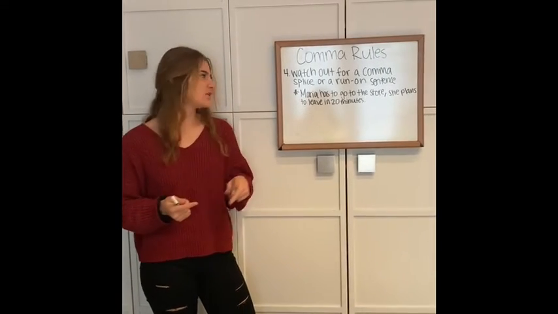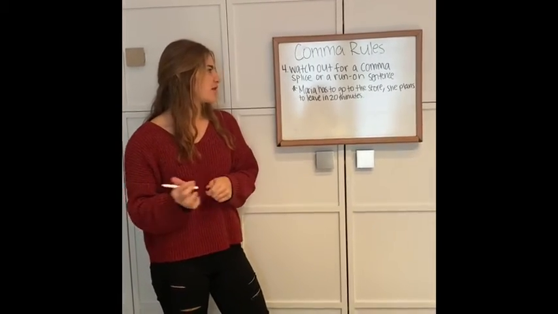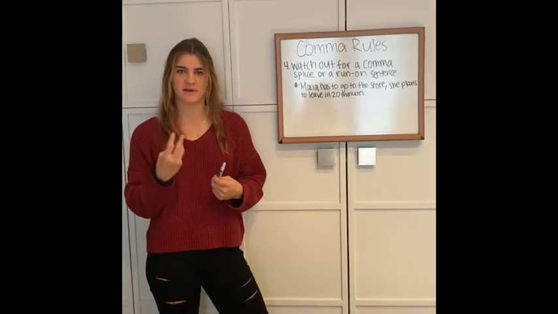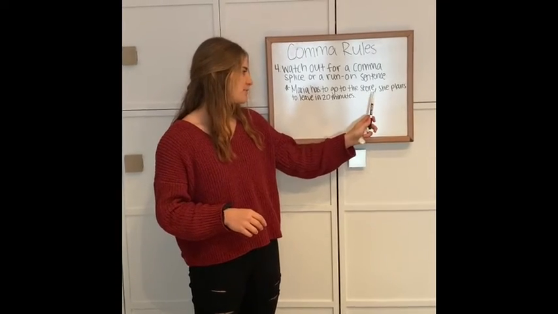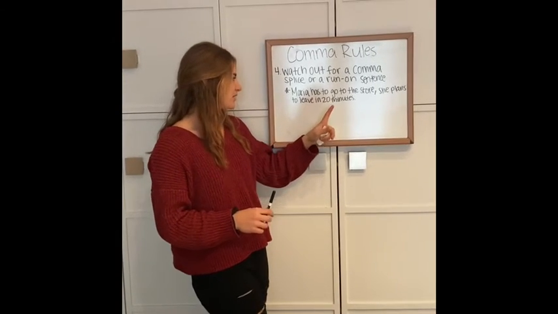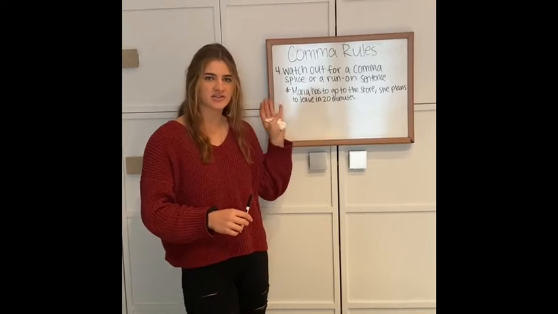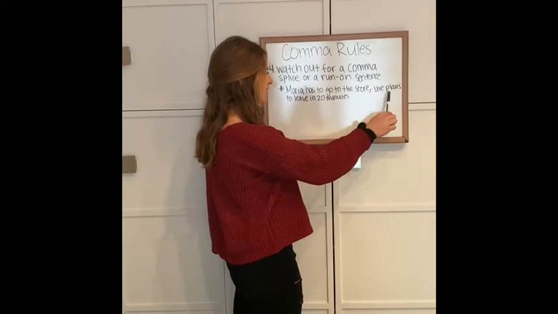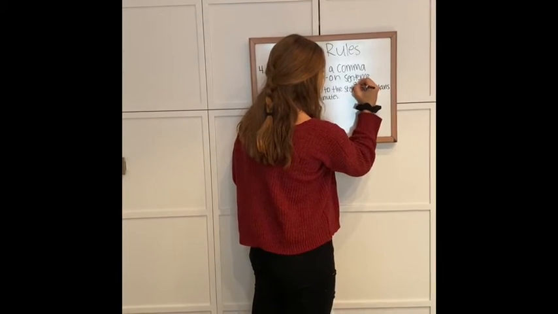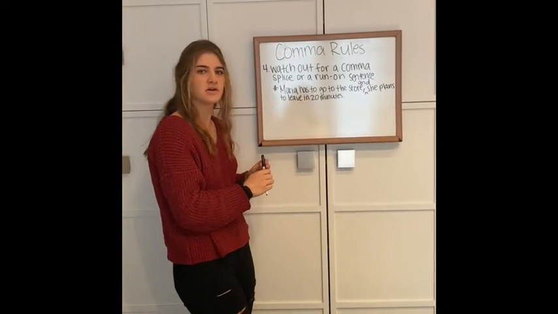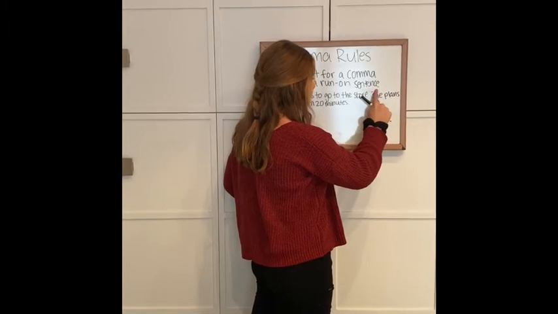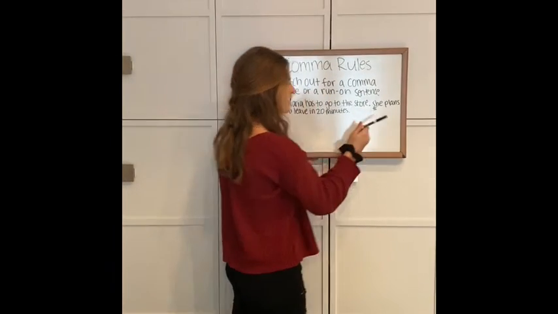Okay, so the fourth comma rule is kind of tied in with the third one, and it's watch out for a comma splice or a run-on sentence. So that would occur when you have 2 independent clauses, so subject, verb, and complete thought, but no FANBOYS word to separate them. So for example, using that same sentence from the last example, we have Maria has to go to the store, she plans to leave in 20 minutes. This is actually not correct because you need to have something separating these 2 independent clauses. So in this case, you could either add in a FANBOYS word, such as and, or you could even make it 2 separate sentences by putting a period here and capitalizing she.